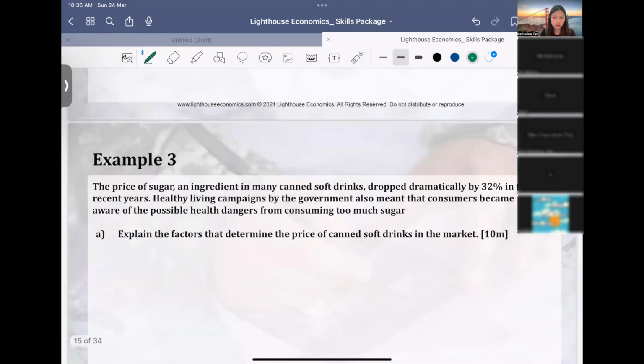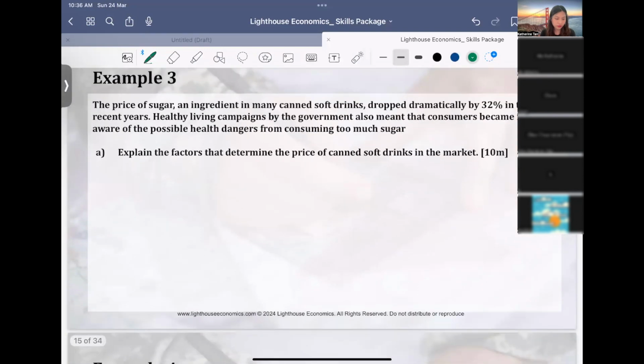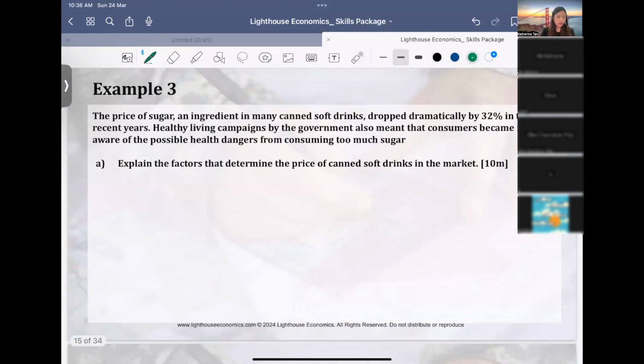Okay, I'll move on. So example 3: The price of sugar, an ingredient in many canned soft drinks, dropped dramatically by 32% in recent years. Healthy living campaigns by the government also meant that consumers became more aware of the possible health dangers of consuming too much sugar. Explain the factors that determine the price of soft drinks in the market.